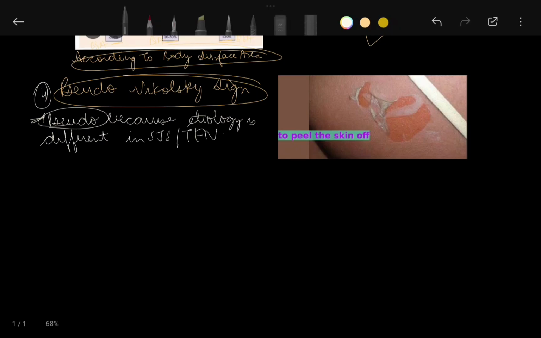Now what is the meaning of this sign? Okay. First of all, before learning what pseudo-Nikolsky sign is, we'll have to understand the Nikolsky sign alone.